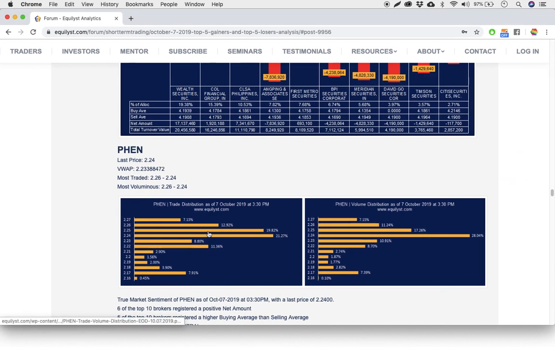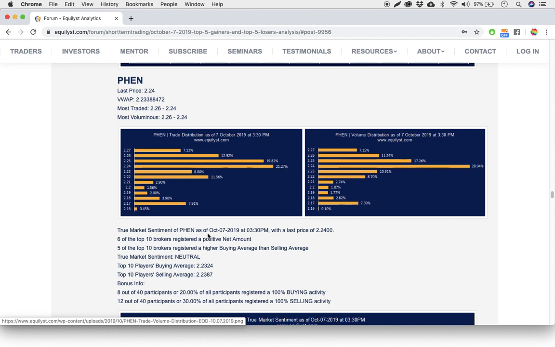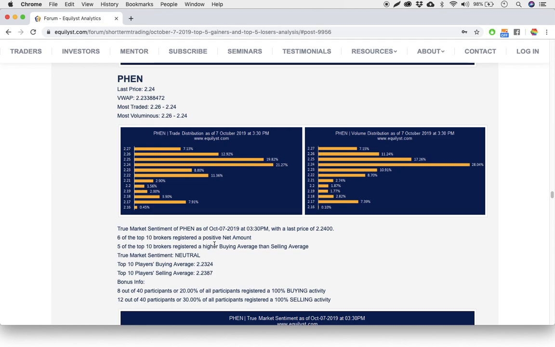The last price of PHEN is higher than the VWAP, and the dominant range is closer to the intraday high than the intraday low, and that's going to be a bullish momentum power indicator. The true market sentiment, on the other hand, is neutral. That signals a tug of war between the bears and the bulls today. So the bulls are not yet that strong to outpower the bears' sentiment, so to say.